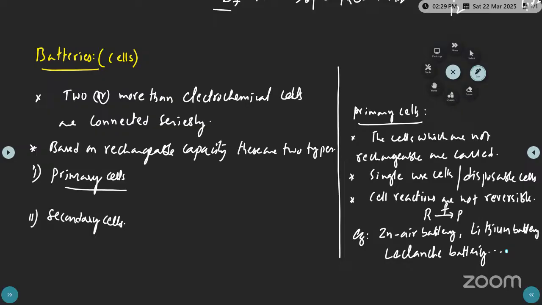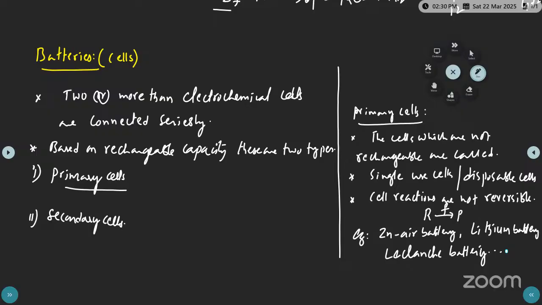What are primary cells? The cells which are not rechargeable are called primary cells. These are also called single use cells or disposable cells. In these cells, the cell reactions are not reversible, which means only reactants are converted into products, only forward reaction takes place but not backward. Examples: zinc air battery, lithium battery, and Leclanche battery.